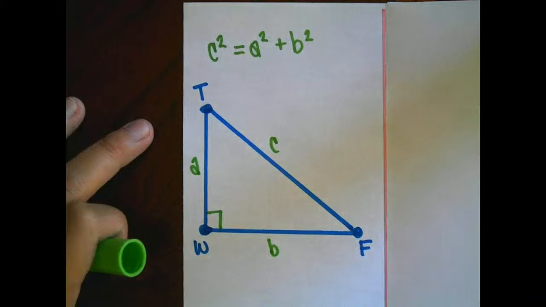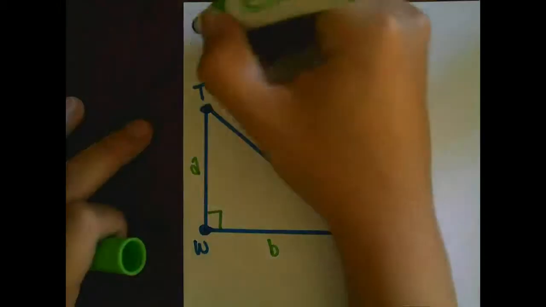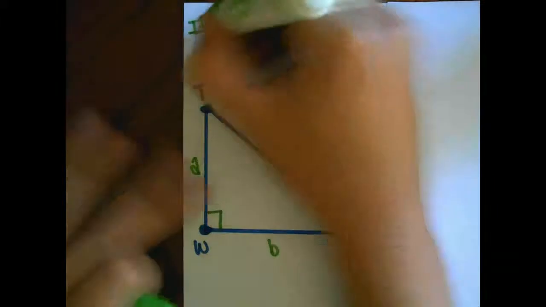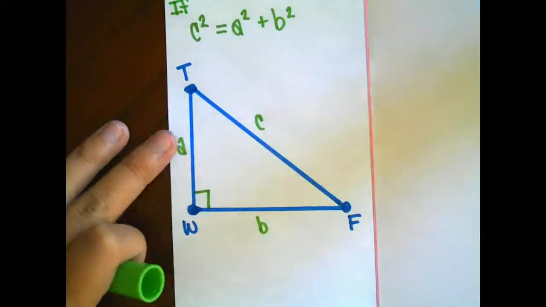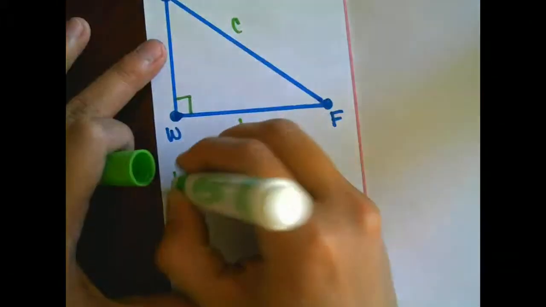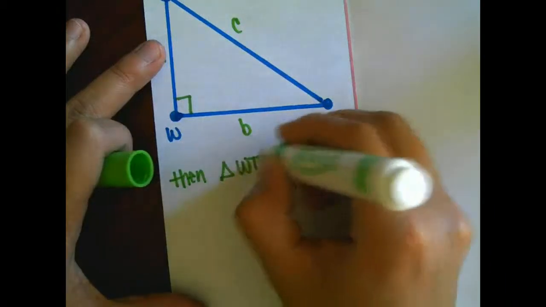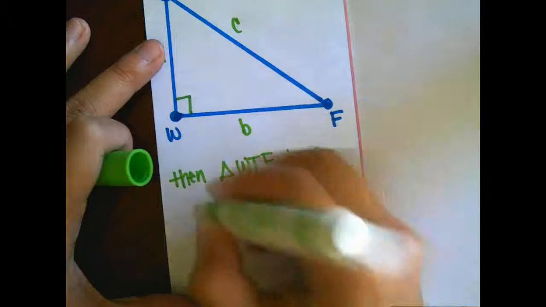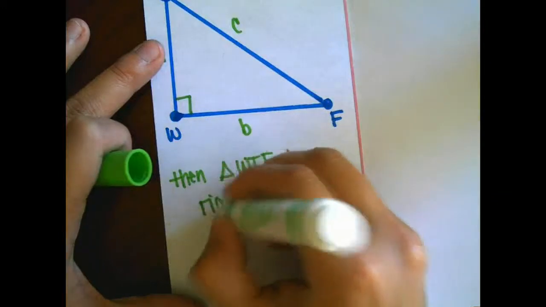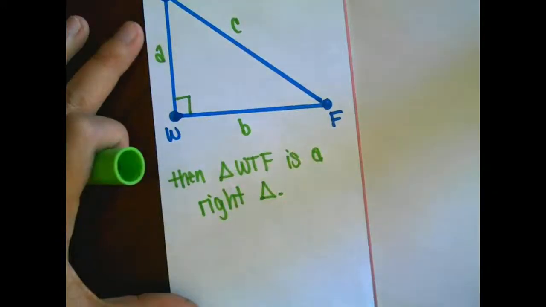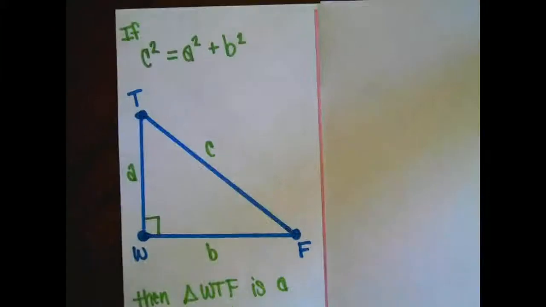Okay? The converse of the Pythagorean Theorem is just the opposite. This states that if c squared equals a squared plus b squared, then triangle WTF is a right triangle. Okay? Now, there are some other theorems that take things a step further.